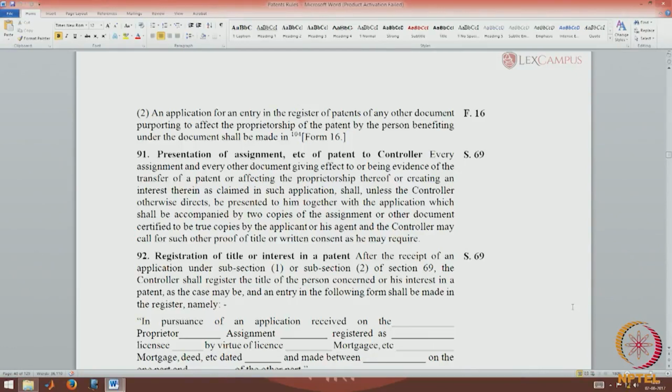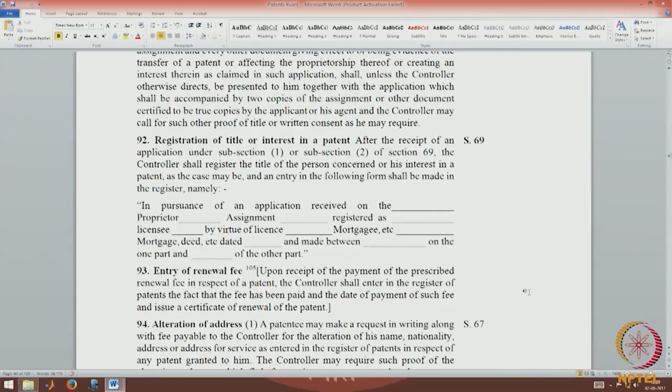So, the proof of assignment has to be presented to the controller. Now, how does the registration of title or interest happen? After receipt, Rule 92 tells us that after receipt of the application under subsection 1 or 2 of 69, the controller shall register the title of a person entitled or his interest as the case may be by an entry which shall be in the following manner.